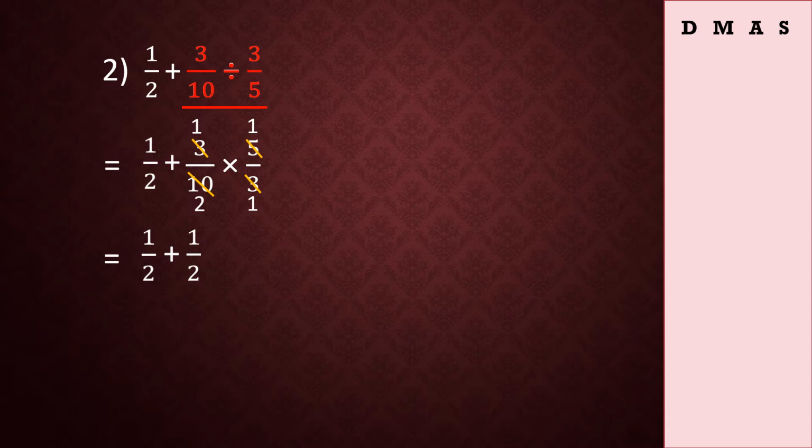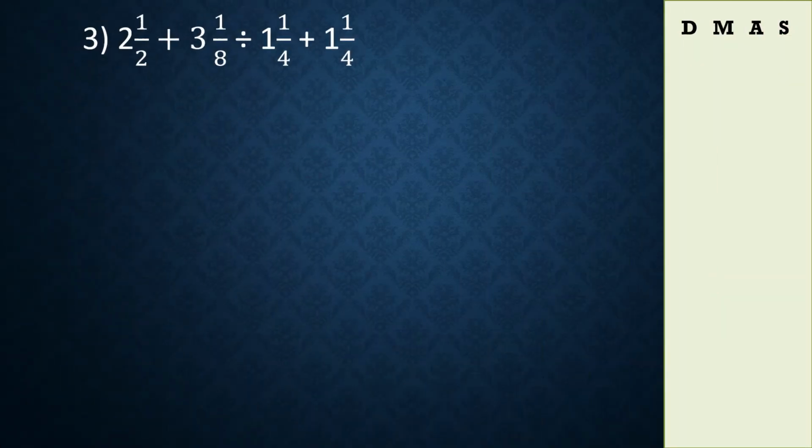Now do the addition. See, denominators are the same. So do the addition directly. 1 plus 1 is equal to 2. So we get 2 upon 2, which is equal to 1. So the answer is 1. Let us solve one more question.